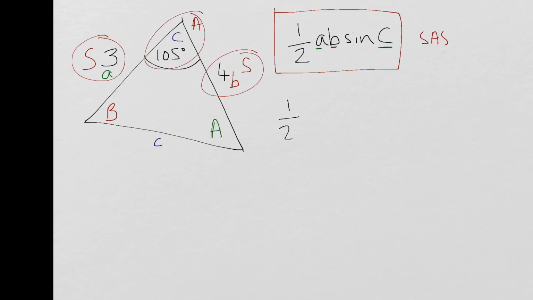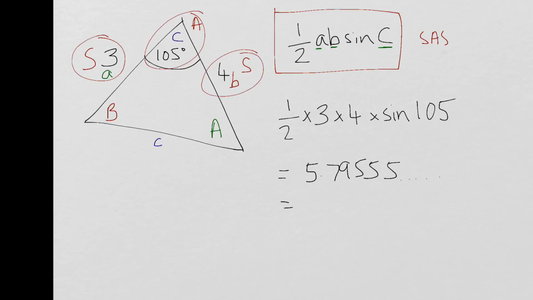So a half, a in this case is one of the two sides. I could have chosen 4 to be a, it doesn't really make a difference. b is 4. You see 3 times 4 is going to give me the same as 4 times 3. And then sine of the angle, so the angle here is 105 degrees. Type that into your calculator and see what you get. So hopefully you got something on the lines of 5.79555. So if I round that to one decimal place, that'd be 5.8 centimetres. And then obviously with it being an area, I would do squared.